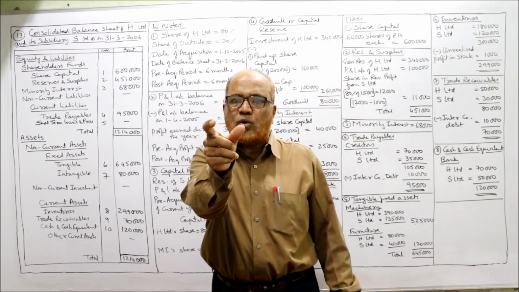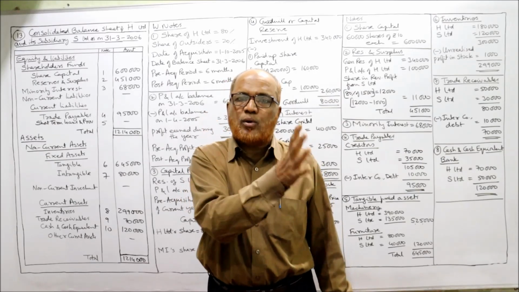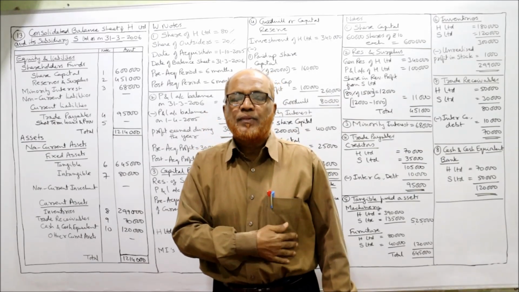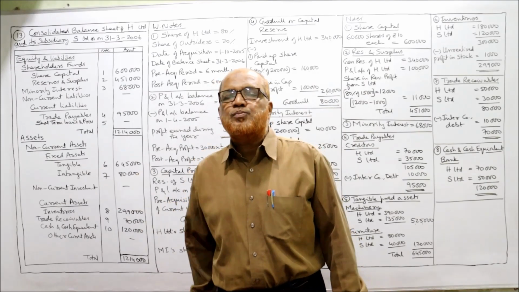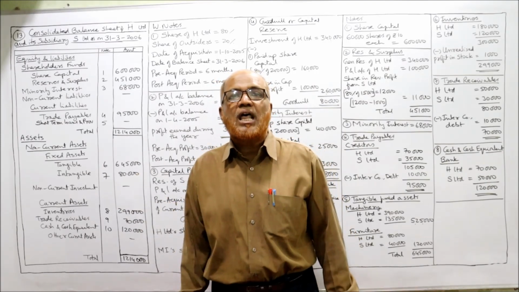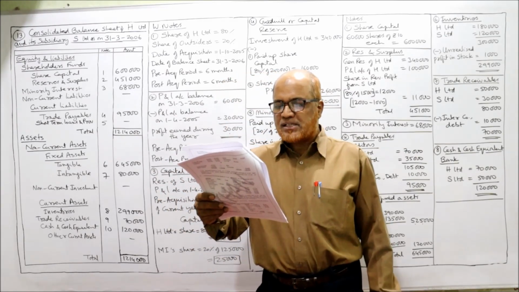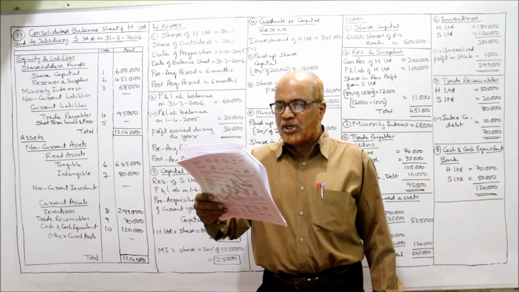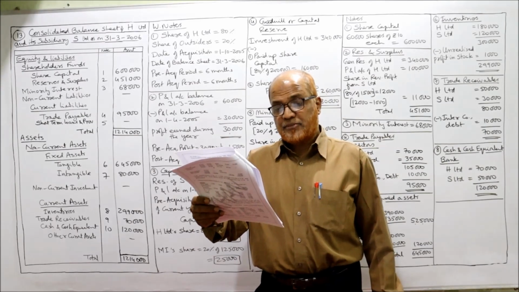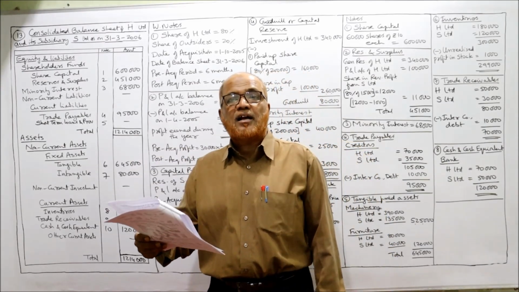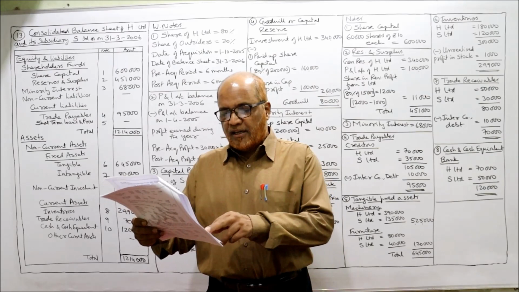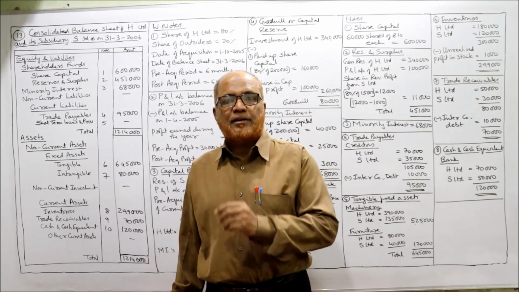So 15,000 rupees profit is pre-acquisition profit, capital profit, and the remaining 15,000 profit is post-acquisition profit, that's a revenue profit. Included in the debtors of S Limited is a sum of rupees 10,000 due from H Limited. Debtors, again intercompany debt, included in the debtors of S Limited.